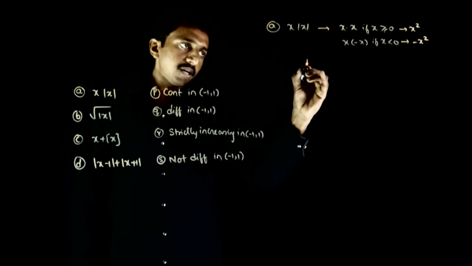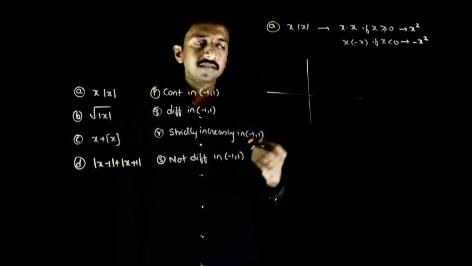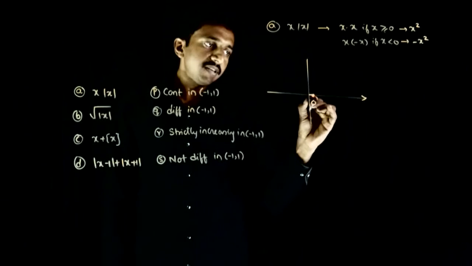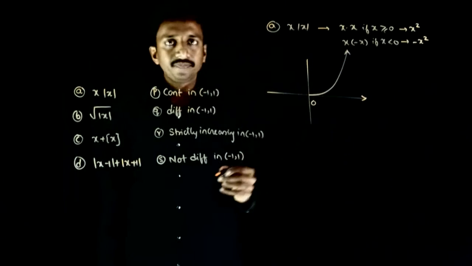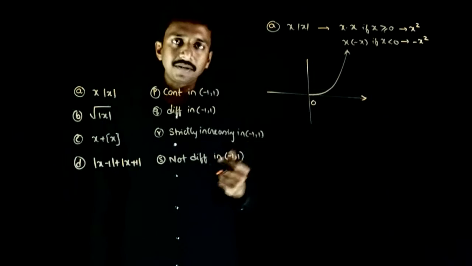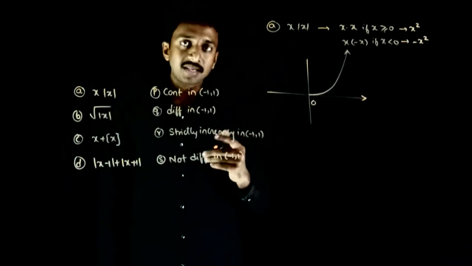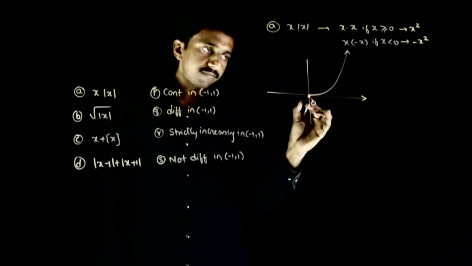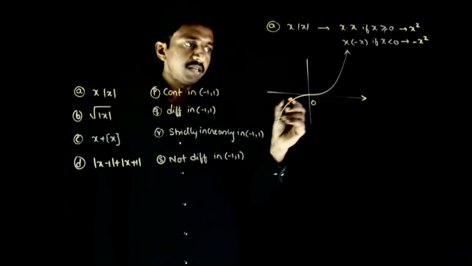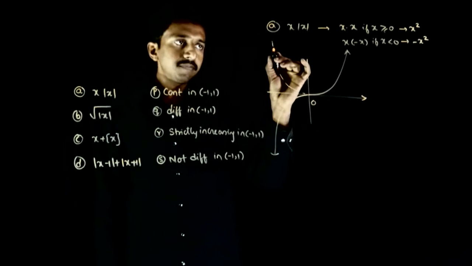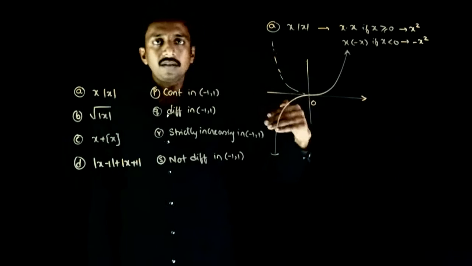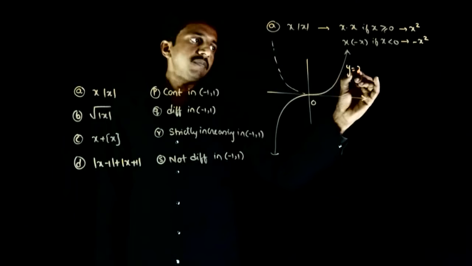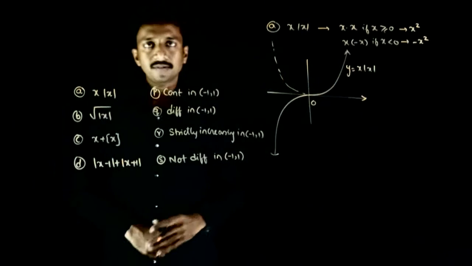So इसका graph draw किया तो it looks something like this. When x is greater than 0, x अगर 0 से बड़ा है तो the graph is plus x square. When x is less than 0, the graph is minus x square. That is, instead of x going up, now graph ऐसा है. So normally x square का graph ऐसा होगा, इसी का mirror image आ जाएगा. So the graph of y is equal to x mod x looks like this.